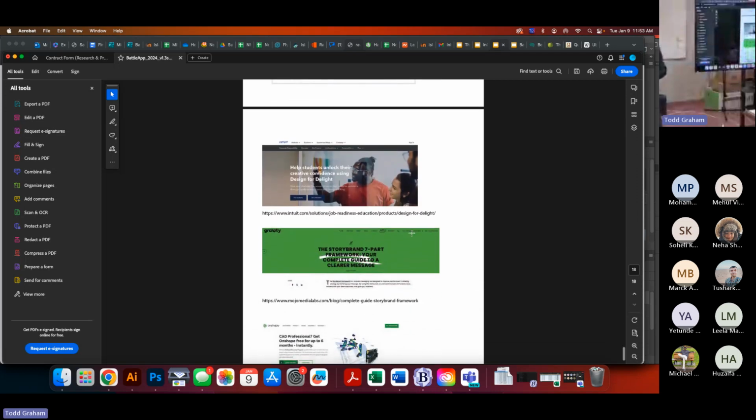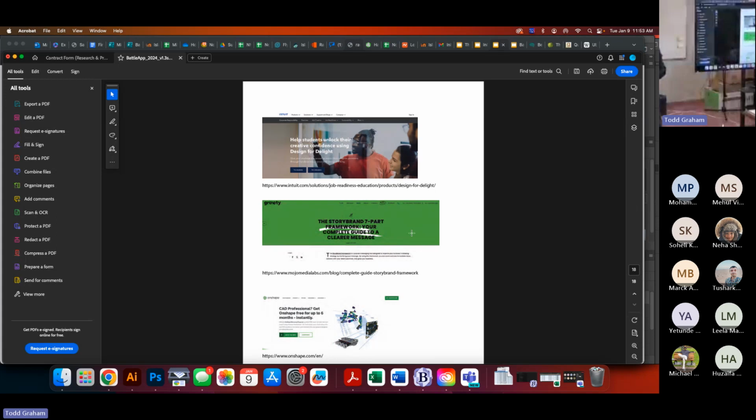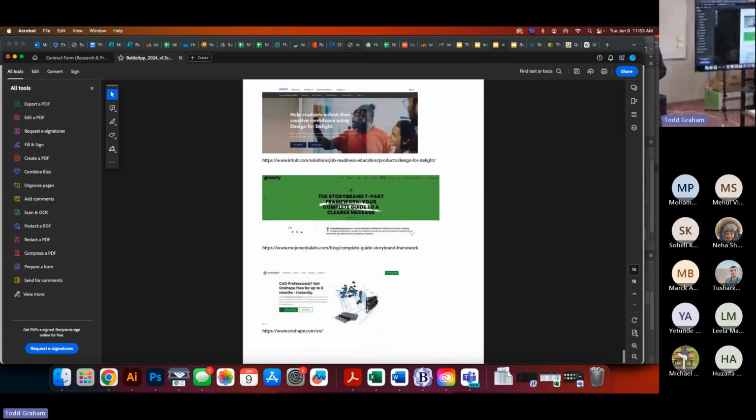And then there are other sites, like StoryBrand, Framebook, Intuit, and Onshape, that have some other tools that you may choose to use as well. Okay. Again, what's required here is that you turn in the workbook at the end. Complete the information in the workbook as succinctly and completely as possible. And I've given you some resources here that can help you ideate.